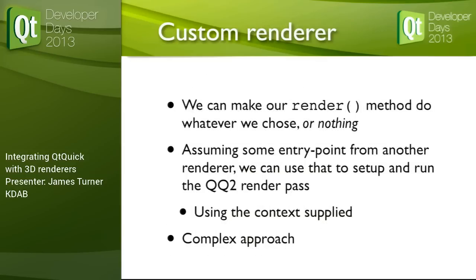In a bit more detail, we have this custom QSGRenderer. We make the renderer do something or nothing. Then let's say we have another renderer, like OpenSceneGraph, that has its own entry point from its thread loop, its run loop, its drawing pass, its drawing thread. We have that entry point, and we can use that to set up and run all our QtQuick 2 rendering using the context we've supplied.